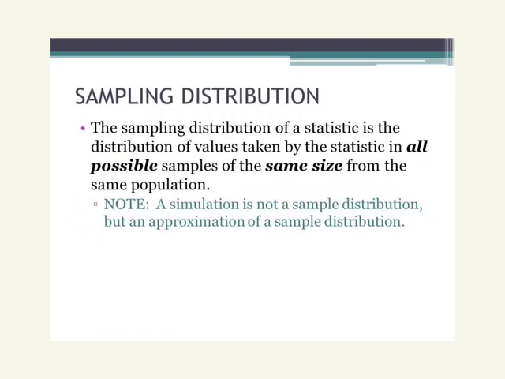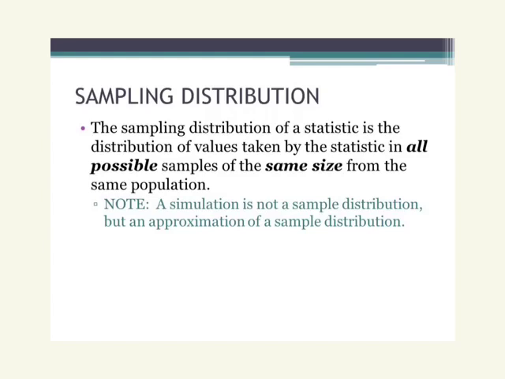So this brings us to our concept of a sampling distribution. And a sampling distribution is kind of one of those big concept ideas. It's something that's really hard for us to actually create in reality. But it's a concept that all future concepts and topics that we cover in statistics are going to be based on. So the sampling distribution of a statistic is the distribution of values taken by the statistic in all possible samples of the same size from the same population.